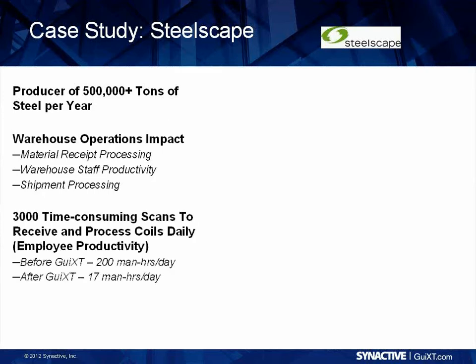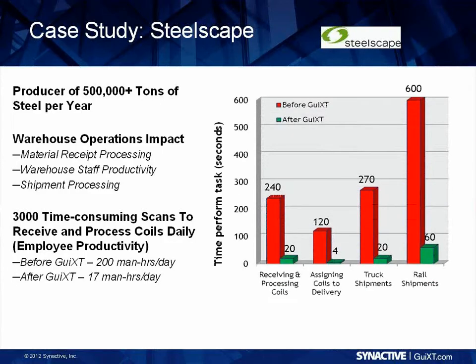And here are the results. Basically, Steelscape processes about 3,000 scans a day using about 200 man-hours. With the GuiXT solution, it was reduced to 17 man-hours, which is basically 12 times faster. And here's how it's broken down. Scanning coils in shipments went from 4 minutes to 20 seconds. Assigning coils to delivery went from 2 minutes to 4 seconds, basically 30 times faster.